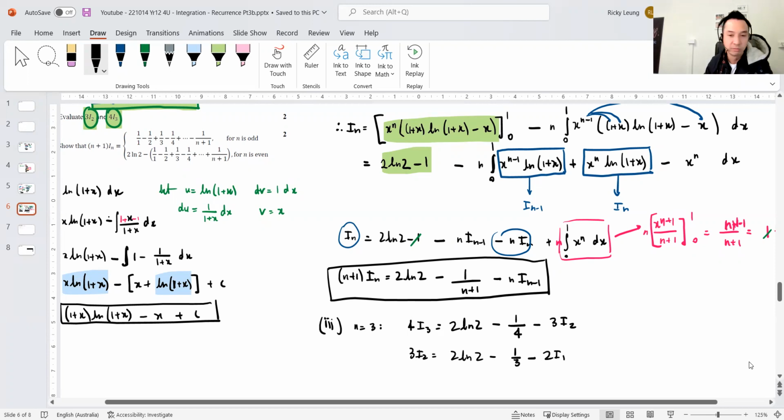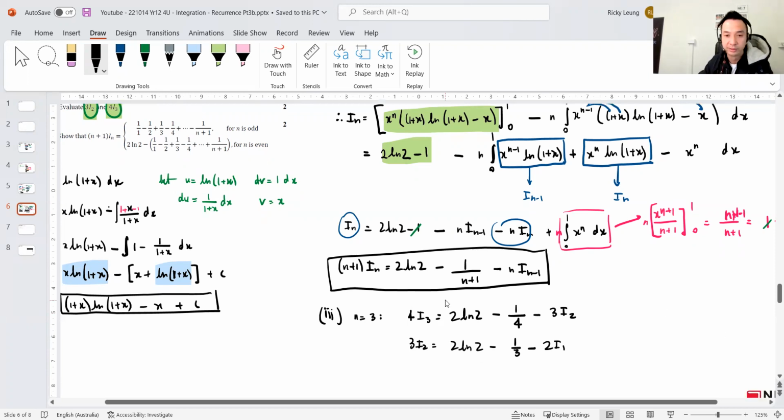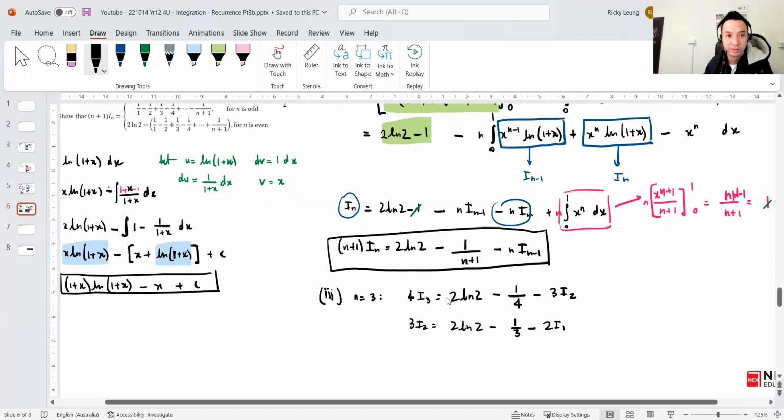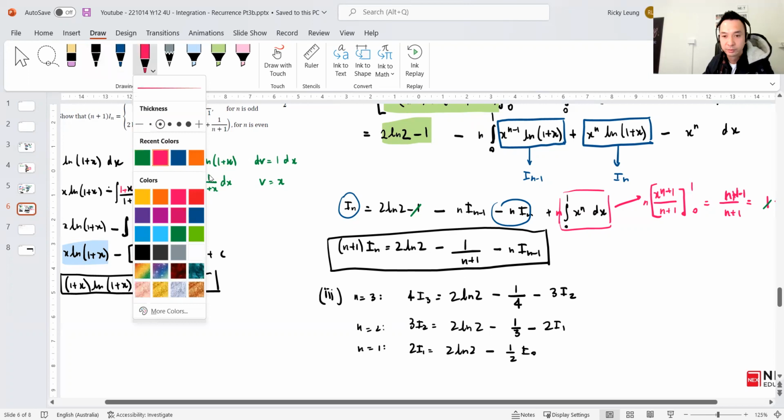Now, can I do I1? Feels like I should do 2I1. No, let's just keep going. 2I1 equals 2 ln 2 minus 1 on 2. So this is n equals 2, this is n equals 1. I0 goes off to the side. Let's do I0.